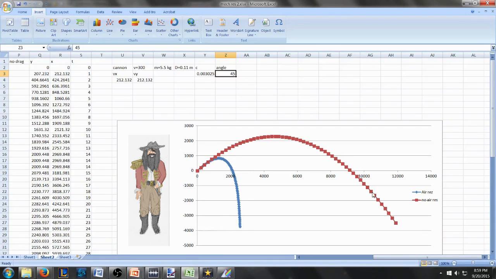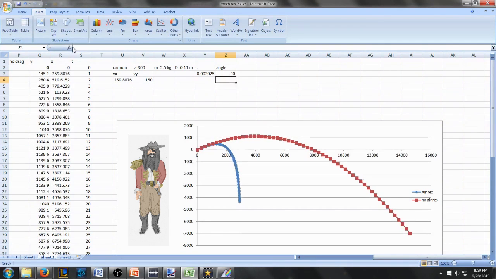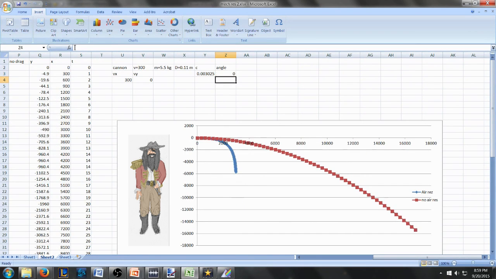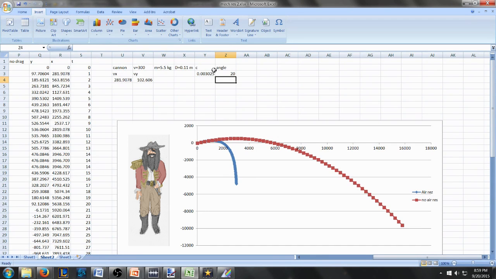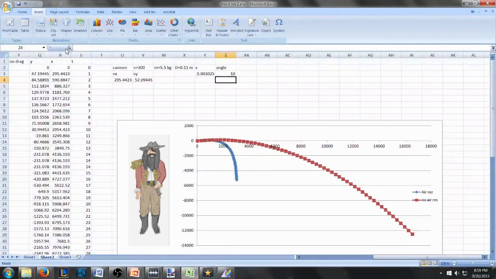So it would have to be in a no air resistance situation, and we can play around, change the angle around just to see, watch the graphs change. That's always pretty cool. 20, maybe a little, oh, I did 0. So 20, 10 maybe. Probably about a 10 with no air resistance.